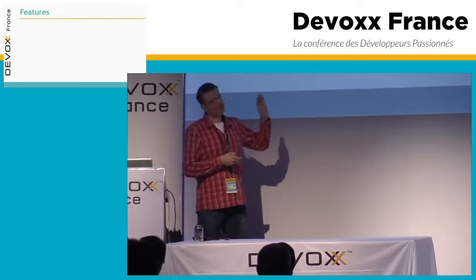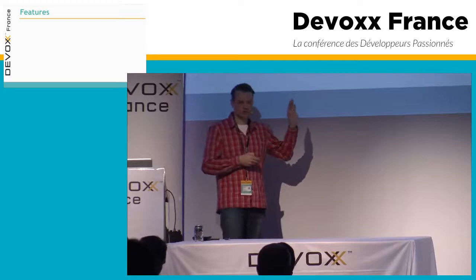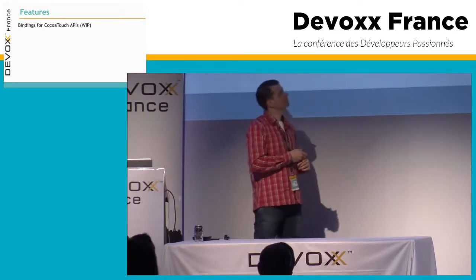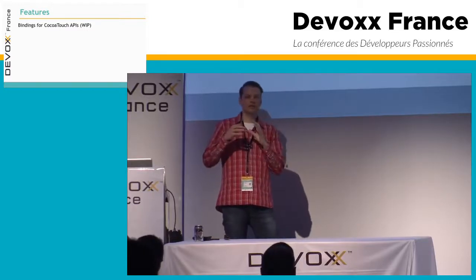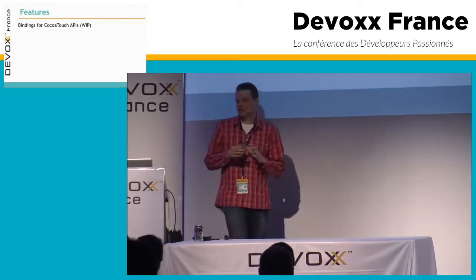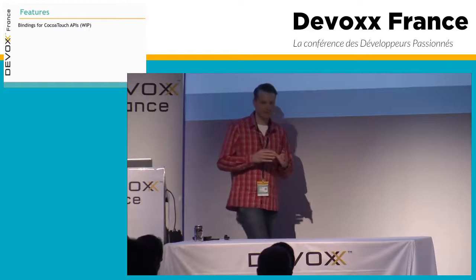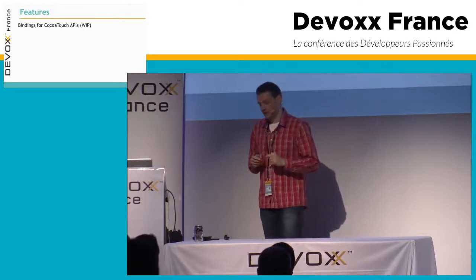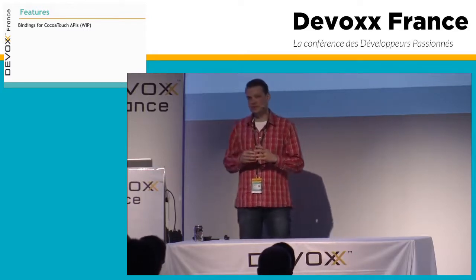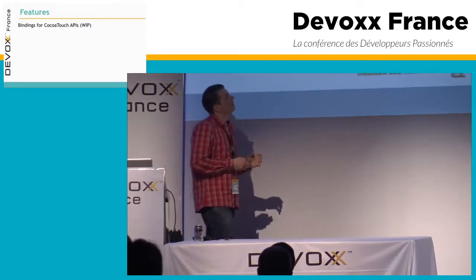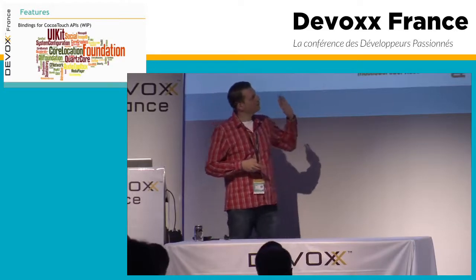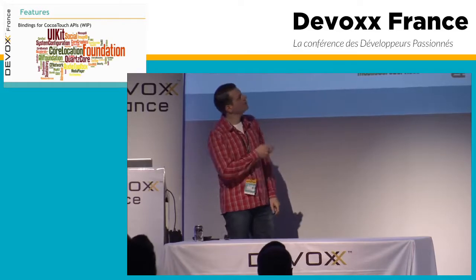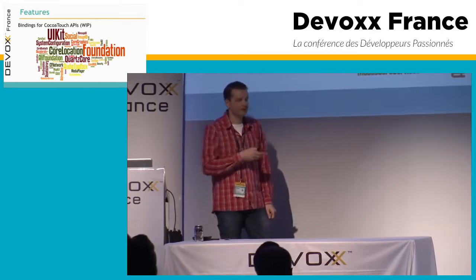So this Bro has been used to build an Objective-C, Java to Objective-C bridge. And on top of this, we're currently working on binding the CocoaTouch APIs. The CocoaTouch APIs are the APIs that Apple provides on iOS. There are about 50 frameworks. A framework is like a package. Each of these frameworks has different functionality.